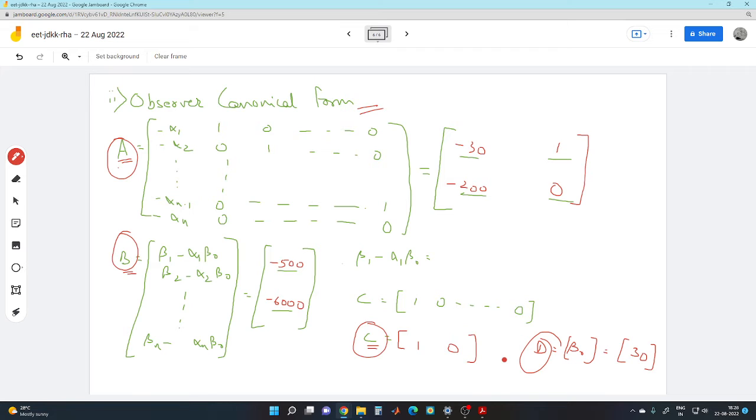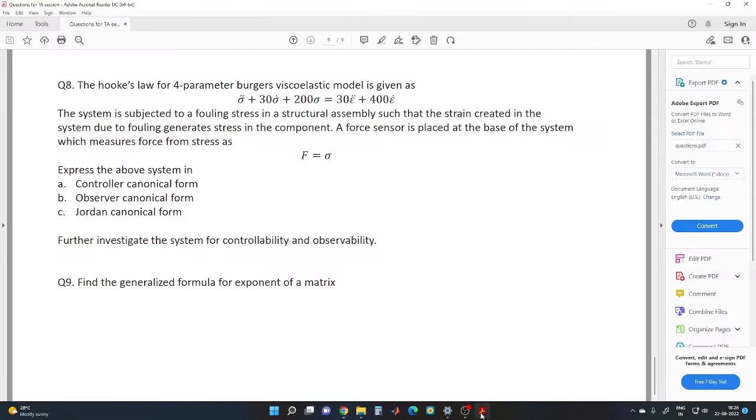But there is one other form which is called Jordan canonical form. It has some special benefits. Actually, the further calculation becomes much easier. We'll deal with that when we work on observability and controllability, which are two basic parameters which indicate whether the system can be effectively controlled or observed. So the third part, as it says, is the Jordan canonical form.